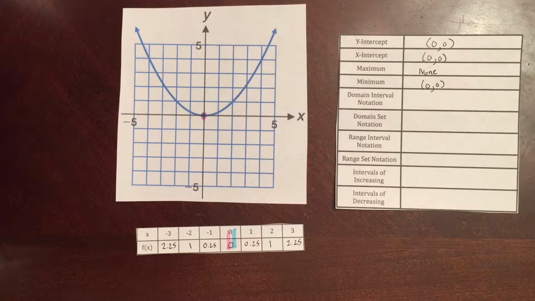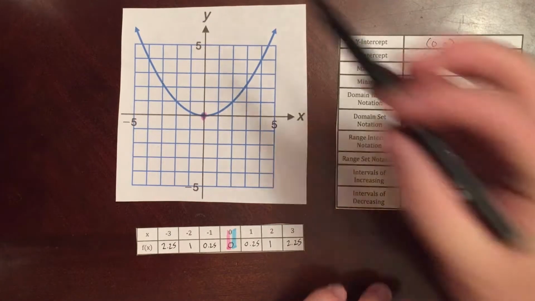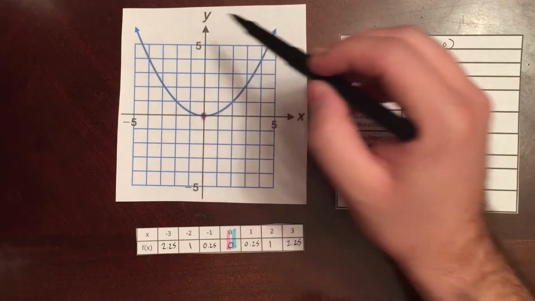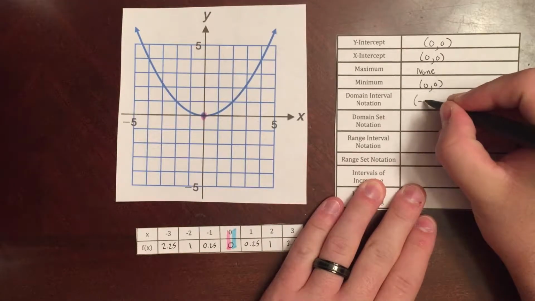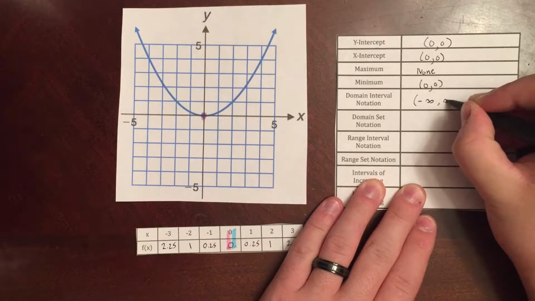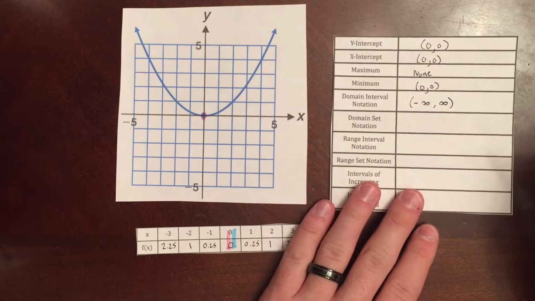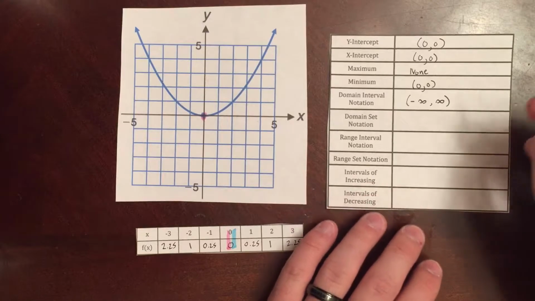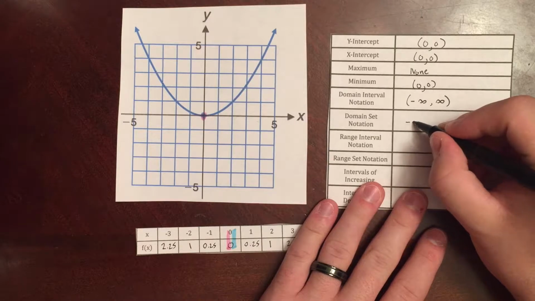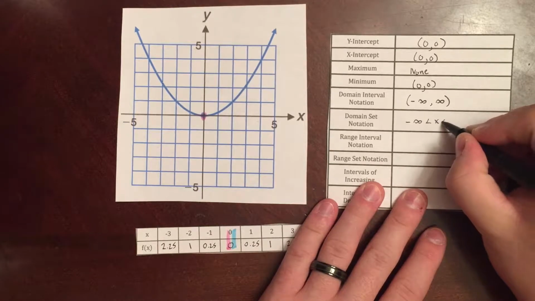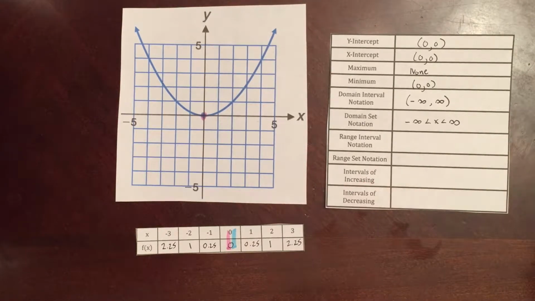Now, let's look at domain and range. Domain is how far left and right the graph goes, the x values. Range is how low the graph goes to how high it goes, the y values. The domain here looks like the graph keeps going forever to the left and forever to the right. So we use infinity to mark that. It keeps going endlessly. It doesn't reach negative infinity. It doesn't reach positive infinity. For the set notation, we use inequality signs. So it would be negative infinity less than x less than positive infinity.